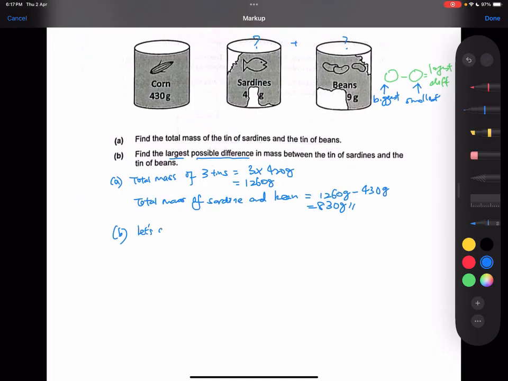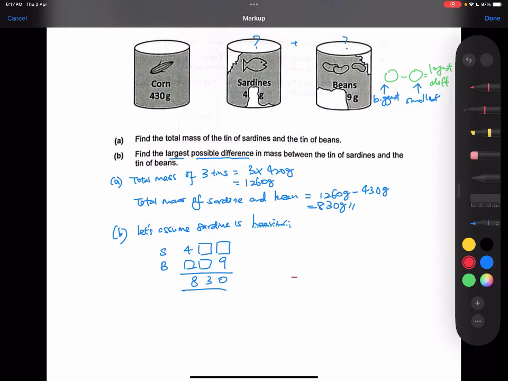Let's assume sardine is heavier. Now we have sardine. We know that sardine starts with a 4. We don't know the 2 other digits. Beans, we don't know the first 2 digits, but we know the last digit. But we know that both add up to 830. Now let's solve the puzzle here.